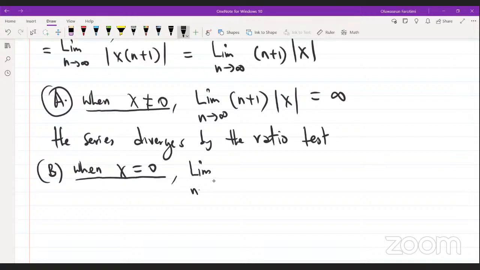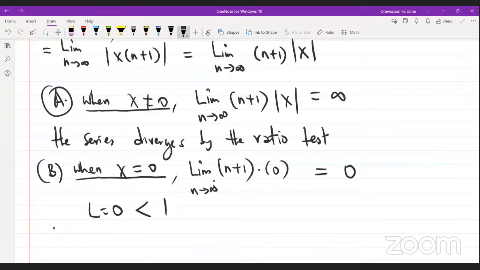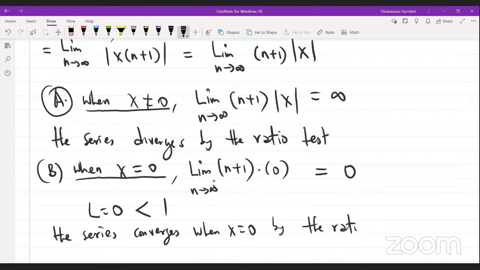The limit as n goes large, n plus 1. Remember, this guy is 0, so this is like a multiply by 0 thing. And the whole of this guy is just going to be what? 0. But what that means is your L is 0. 0 is a number less than 1. So what happens? So the series converges when x equals 0 by the ratio test. This is when x is not 0.